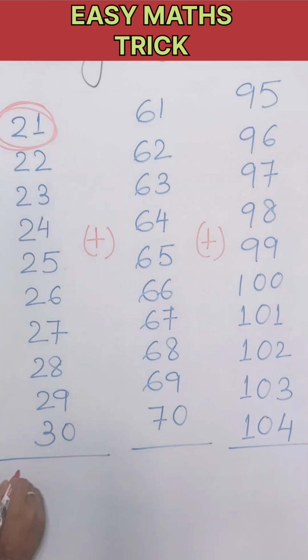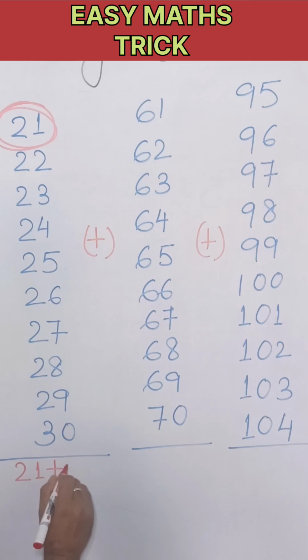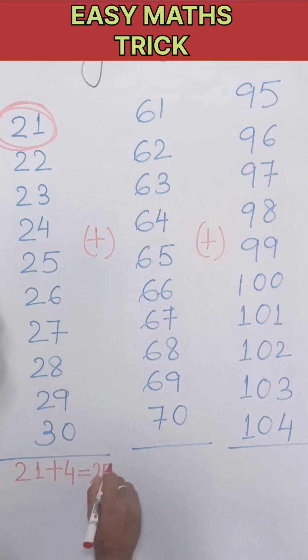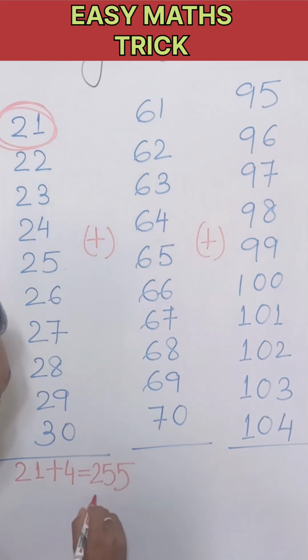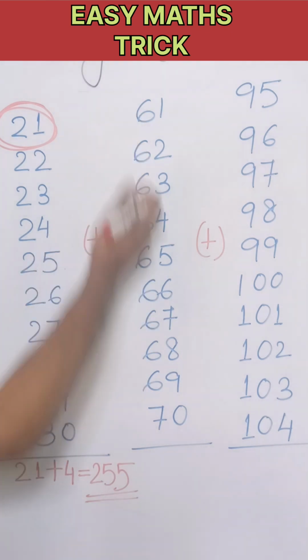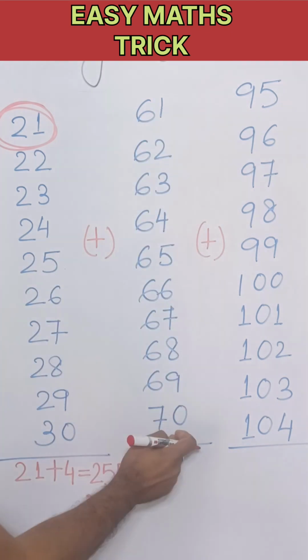Take this 21, you have to write 21. Then always you have to add 4. So you will get 25, and one more 5 you have to add, so 255. This is the trick.